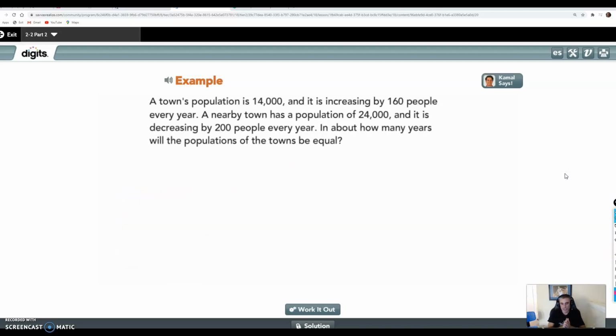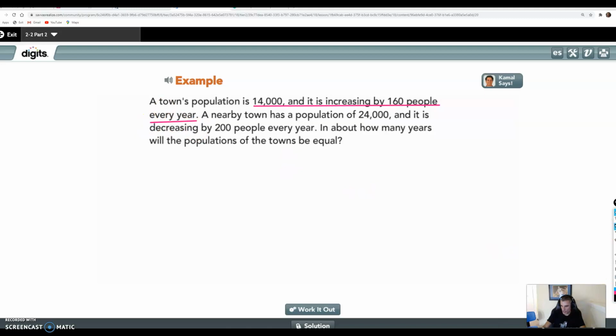Okay, so I know that was really quick, but what we had there was 2 towns. Again, we're talking about towns, but this time we're not talking about their temperatures, we're talking about their populations. And it says a town's population is 14,000 and it is increasing by 160 people every year. So let's go ahead and write an expression for this right here, right? 14,000 and it's increasing by 160 people every year.